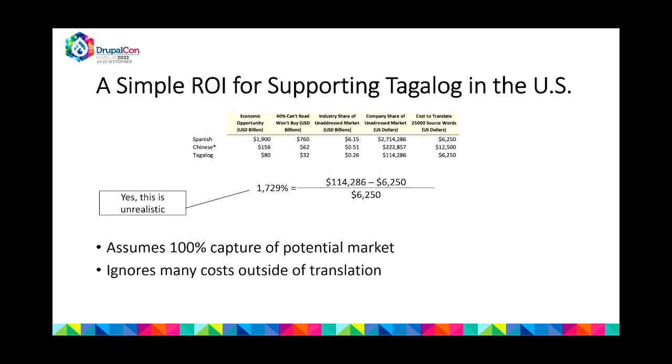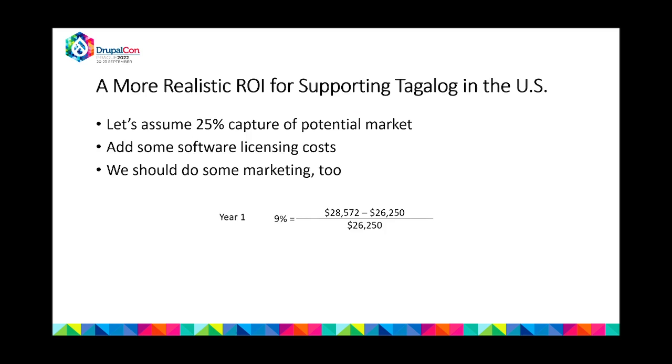Now, not realistic. That's just some core numbers. The real argument is what goes into those costs. What can you really expect from a revenue perspective? So after you have some arguments, you may come back and say, well, sales and marketing thinks that we can capture 25% of that potential market. This is the internal argument that you're going to have with people.